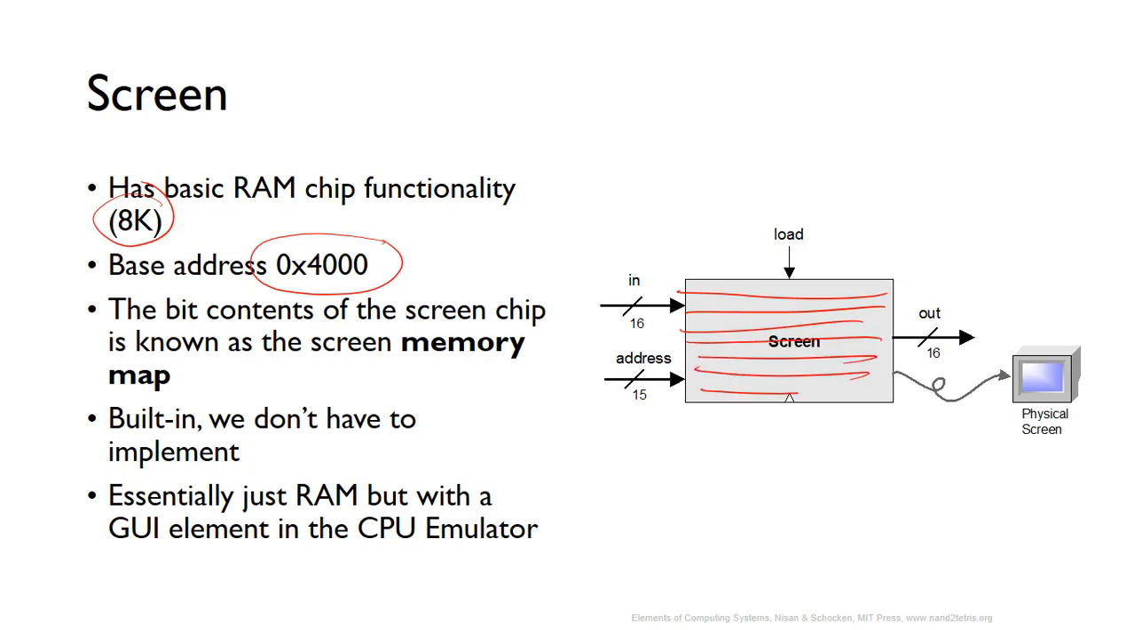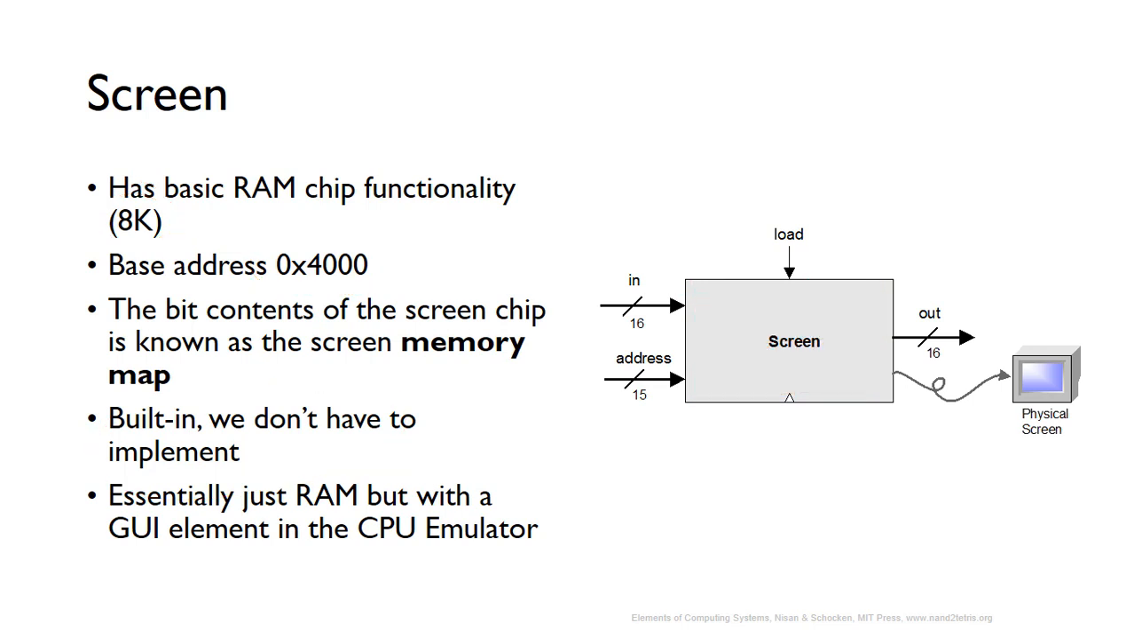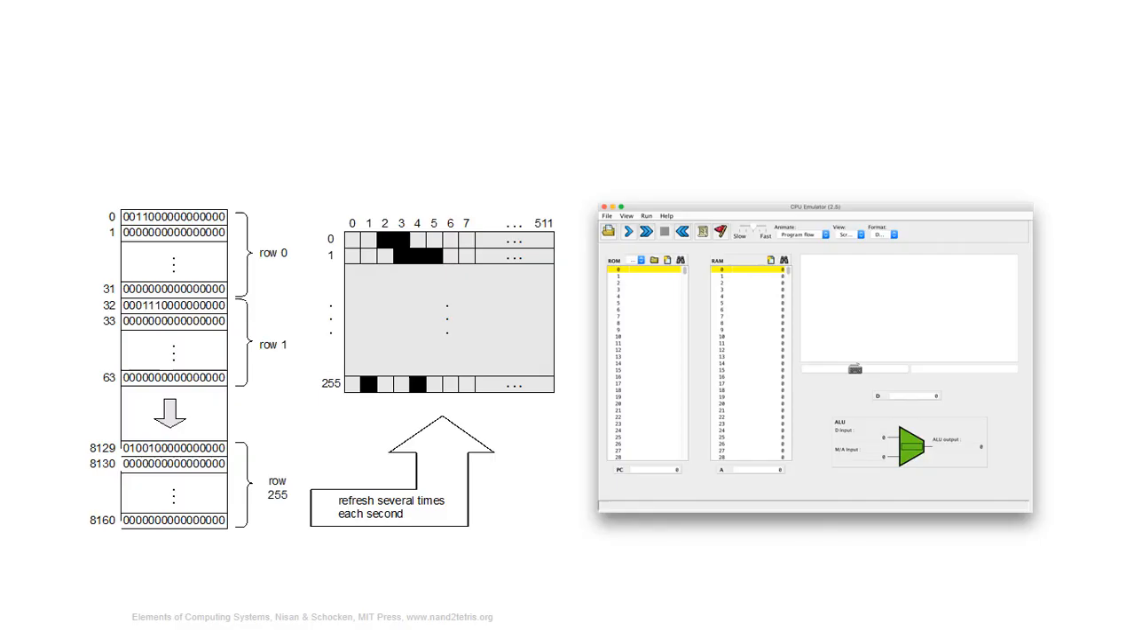So essentially each bit in this memory corresponds to a pixel. So by setting 1s and 0s, we can turn on specific pixels to create some patterns. Again, this is also a built-in chip. We don't need to implement it, but essentially it is just a RAM memory element, but with a graphical user interface part to it in the CPU emulator.